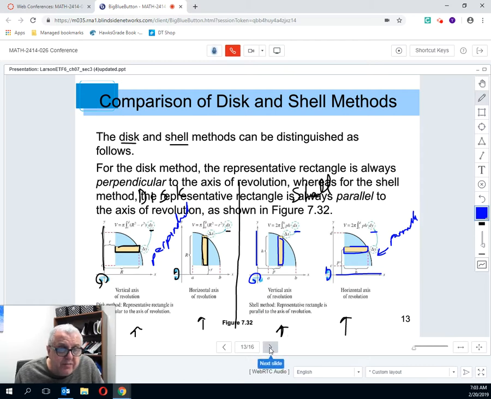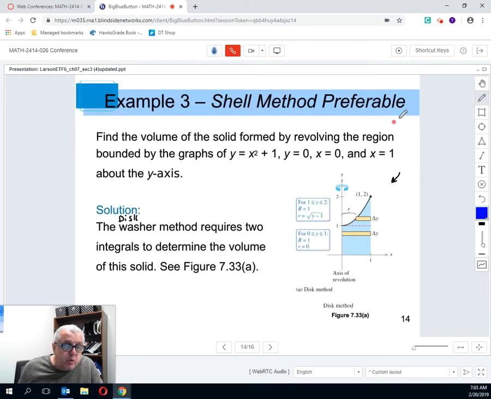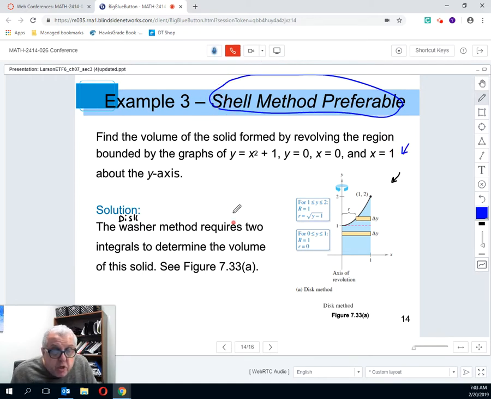All right, so now I have an example where we're going to do both methods. And up here, it says the shell method is preferable for this particular problem. So here's the particular problem. We're going to be using the disk method right now. So first, we're using the disk method. And we're going to rotate around the y-axis. Since we're rotating around the y-axis, we have to use y as our variable.